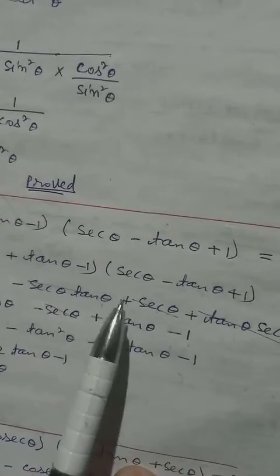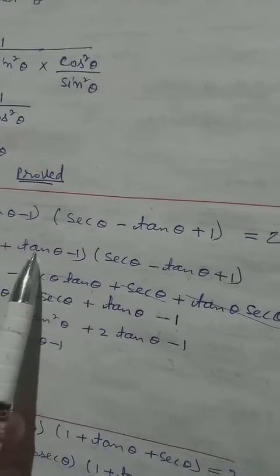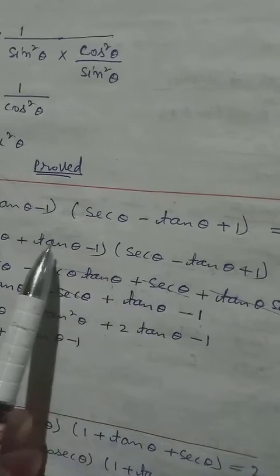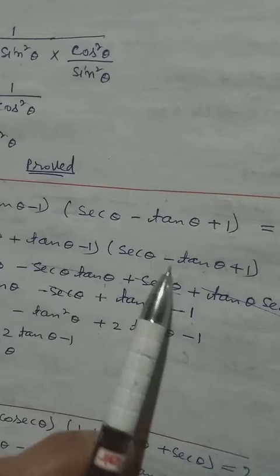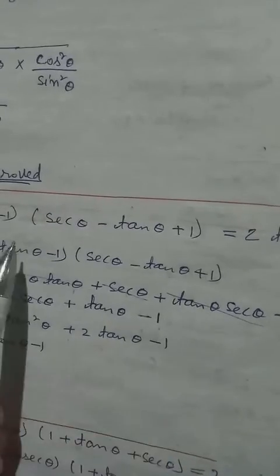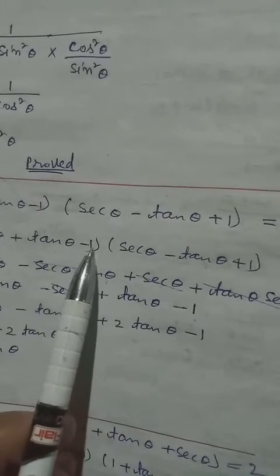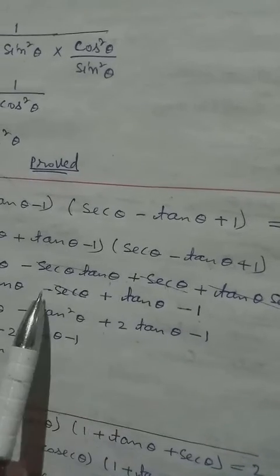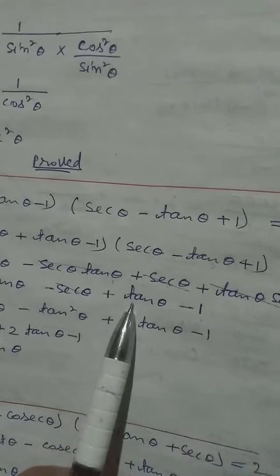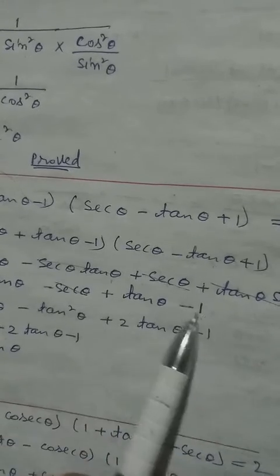Sec theta into 1, sec theta. Then next we'll multiply with the second term, that is tan theta. Tan theta, sec theta, both different, we write them both. Here both plus, so it remains plus. Tan theta into tan theta, plus into minus, minus tan square. Then we have plus tan theta into 1, it becomes tan theta. Then we multiply with minus 1. Minus 1 into sec theta becomes minus sec theta. Minus into minus, plus tan theta into tan theta, 1 into tan theta. Then minus into plus, minus 1 into 1, 1.